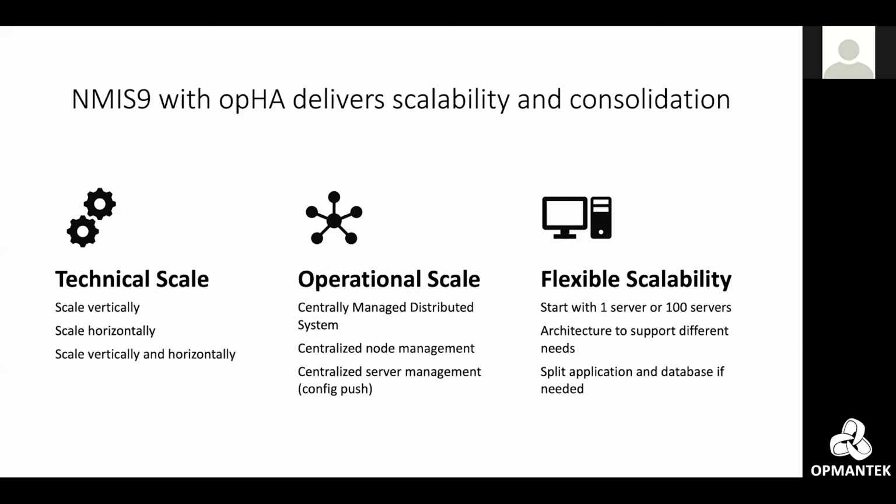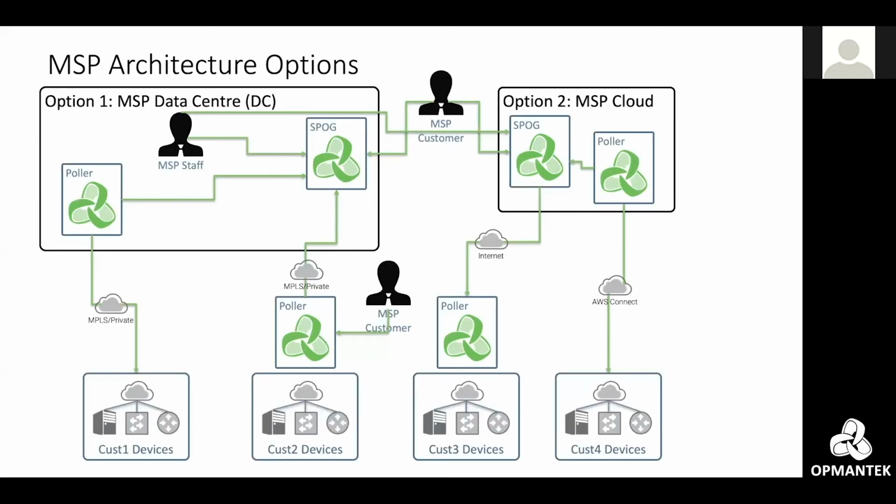The big thing is keep it simple. Start with a couple of servers, figure out the scaling in your environment, and then figure out a good number for you, and then just add more pollers as you go. That's the simple way to do it. So let's talk about some of those architectural options.